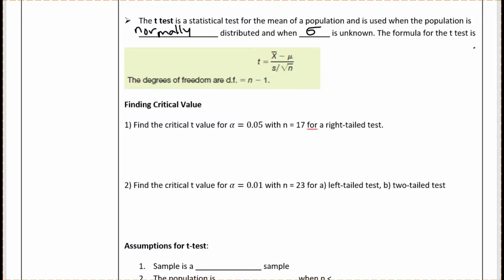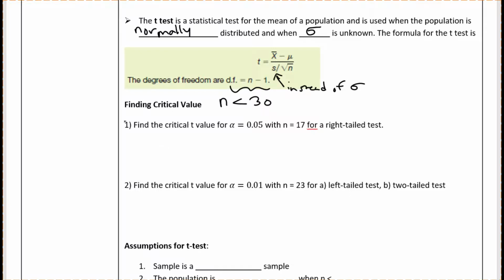The formula for the t-test is given below. Notice it's very similar, except for the fact that we don't know what sigma is, so we use s instead of sigma. Also note that we have the degrees of freedom here, and that's the formula for the degrees of freedom. Remember that the sample size has to be less than 30 in order to use the t-test.